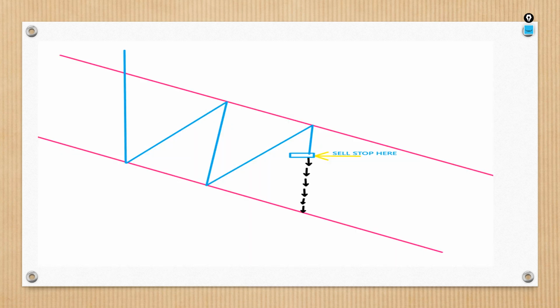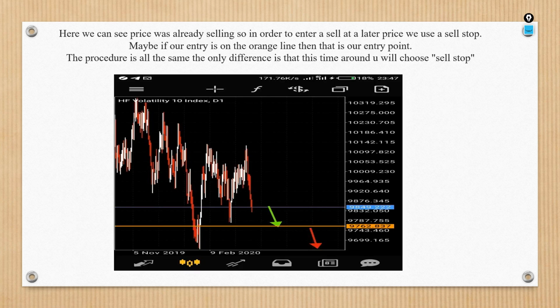Let us look at the illustration. For instance, price has been going like that and it has reached this point, it is already falling. Maybe there's a point of support there. Once it's broken, we can set what we call a sell stop there. Once price hits that sell stop, it will be activated and it will continue going down, if at all your analysis was correct.